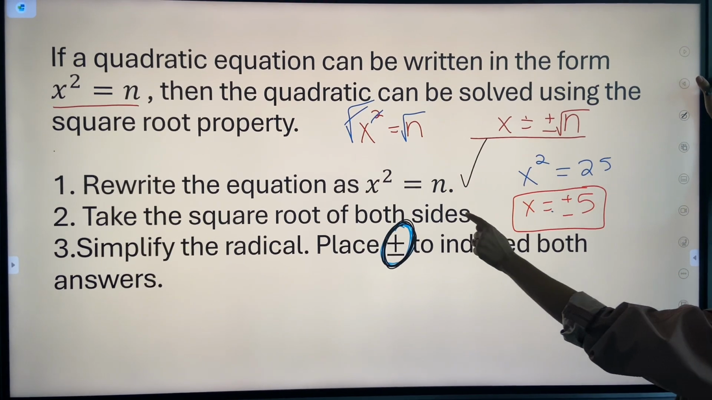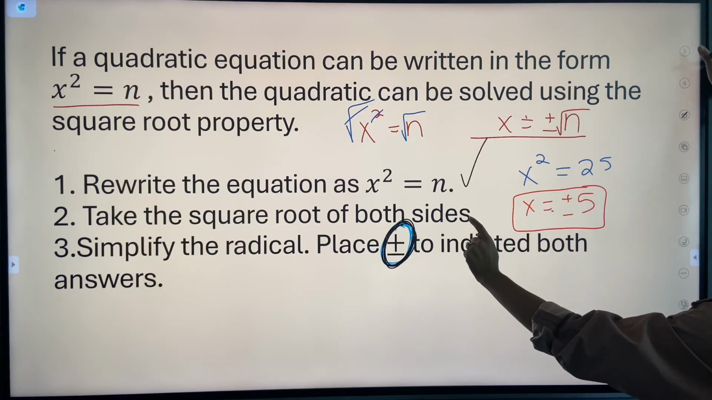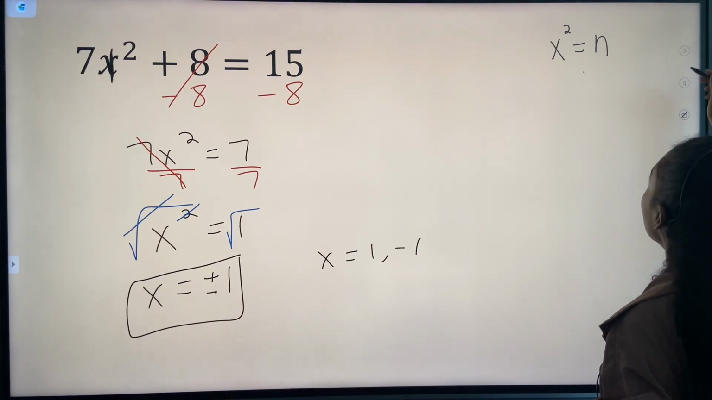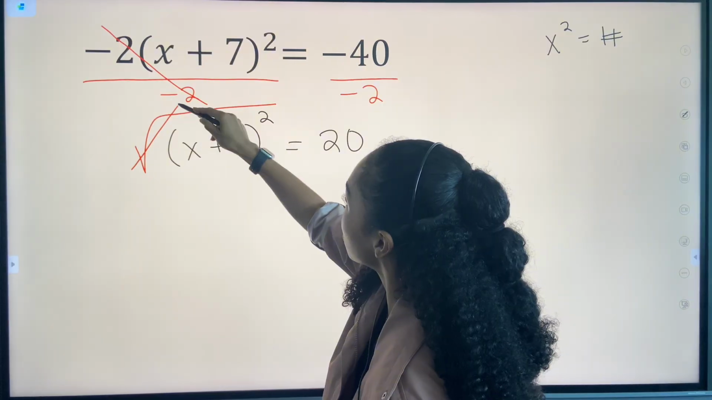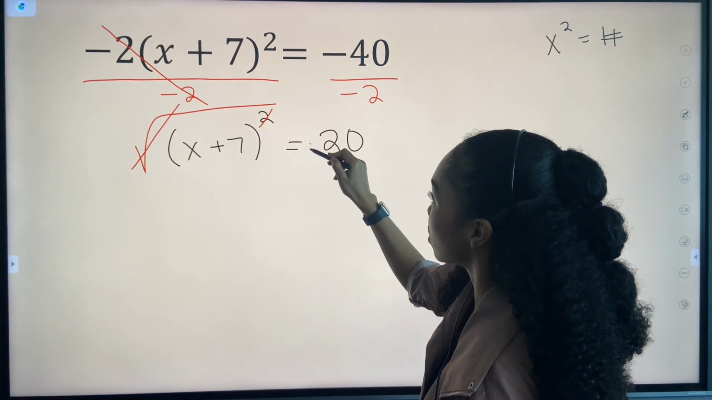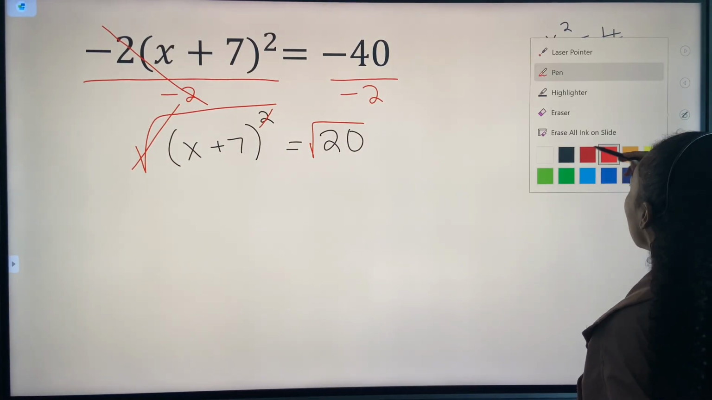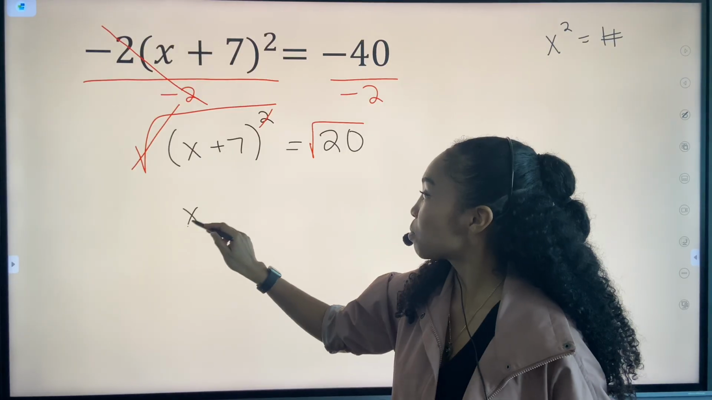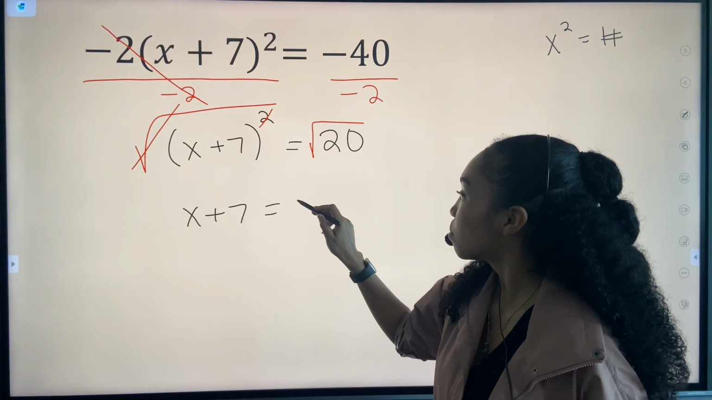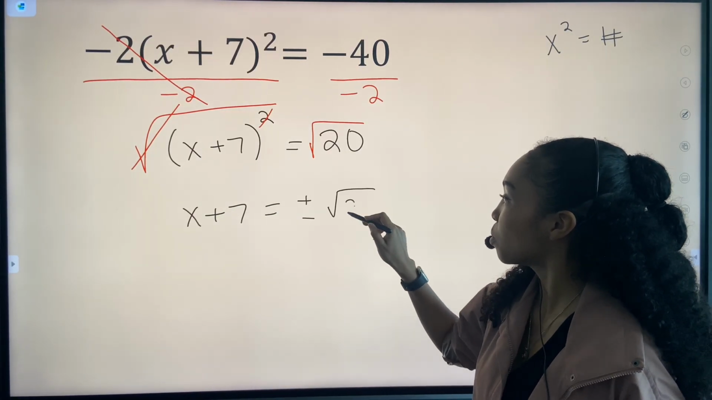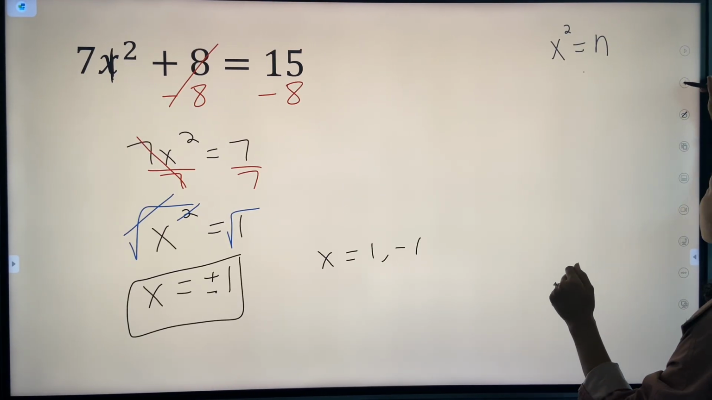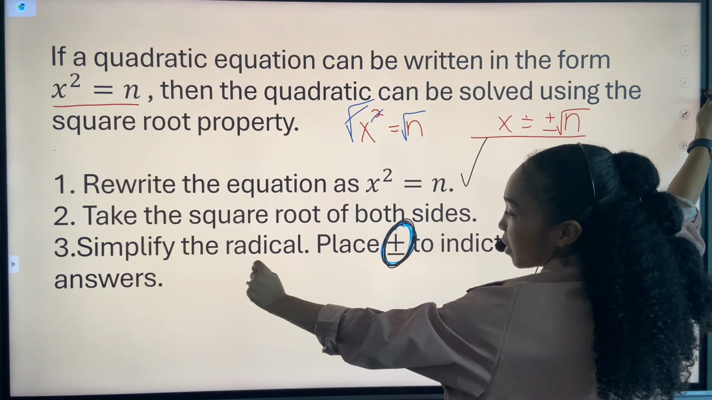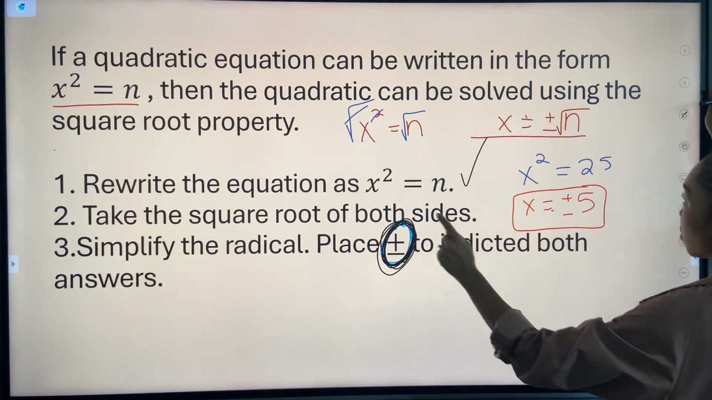Step 2, you're going to take the square root of both sides. So I'm going to get rid of the square. So the square root cancels out with this squared, and square root this side as well. I'm left with x plus 7 equals plus or minus the square root of 20. That was step 3 right there. Simplify the radical and place the plus or minus symbol.